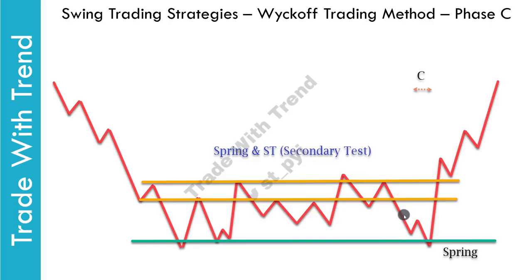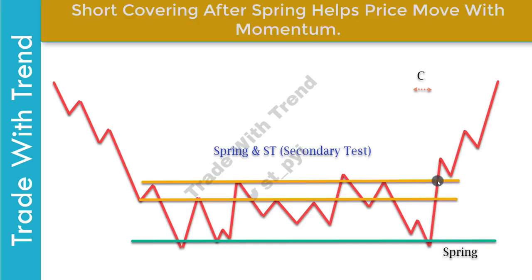Now phase C is the region where bears get trapped as price makes a new low. So this is where those who are short add to their positions thinking price would head further lower. But as price reverses and heads higher, short covering in some ways helps price even further. This is what causes price to move up with further momentum. Now there will be times when the spring part would not play out and instead you would just get a secondary test. Such occurrences are common and should not be ignored.